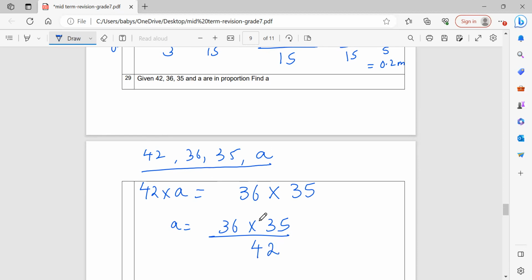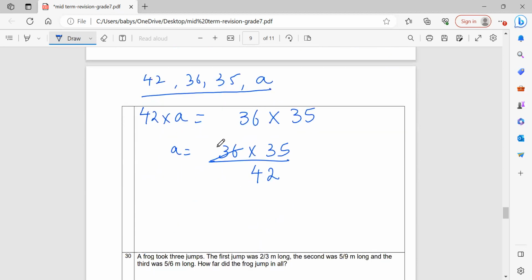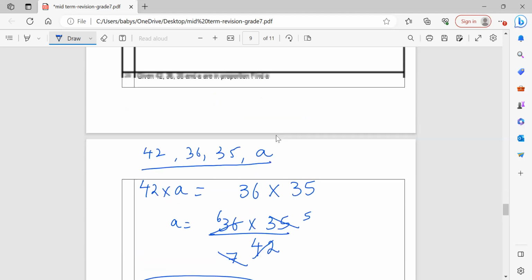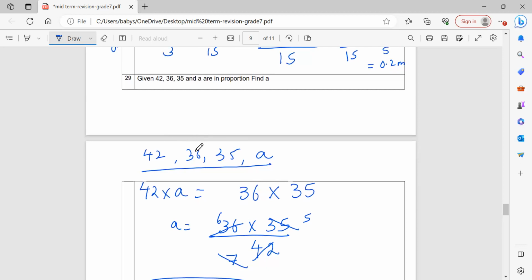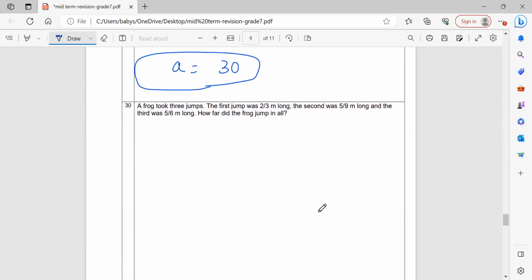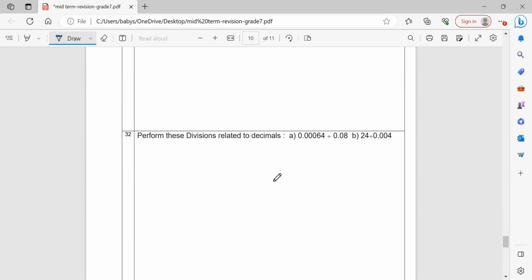And now we know our tables, right? 6 6s are 36, 6 7s are 42. 7 1s are 7, 7 5s are 35. A is 6 into 5, which is 30. This is the value. So you need to know cross multiplication. You have to show that the product of extremes is equal to the product of means. It is very important.